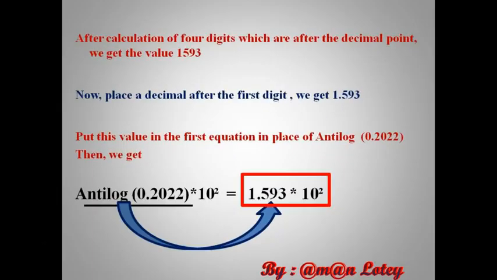After the calculation of these 4 digits which are placed after the decimal point in the given question, we get the 1593 value. Now place the decimal point after the first digit, we get 1.593. Put this value in the first equation in the place of antilog 0.2022. Then we get the answer, which is 1.593 into 10 raised to power 2.